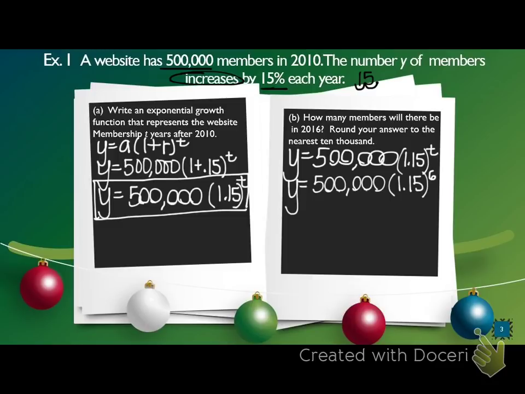Now, if we follow our order of operations, please excuse my dear Aunt Sally, we know that we are supposed to do the exponent before we multiply. So in your calculator, you're going to take 1.15, raise it to the 6th power, and then leaving that decimal in the calculator, we're going to multiply by 500,000.